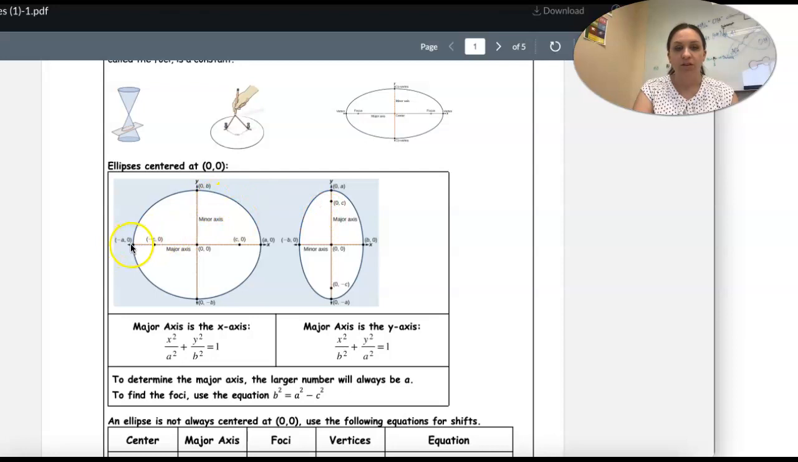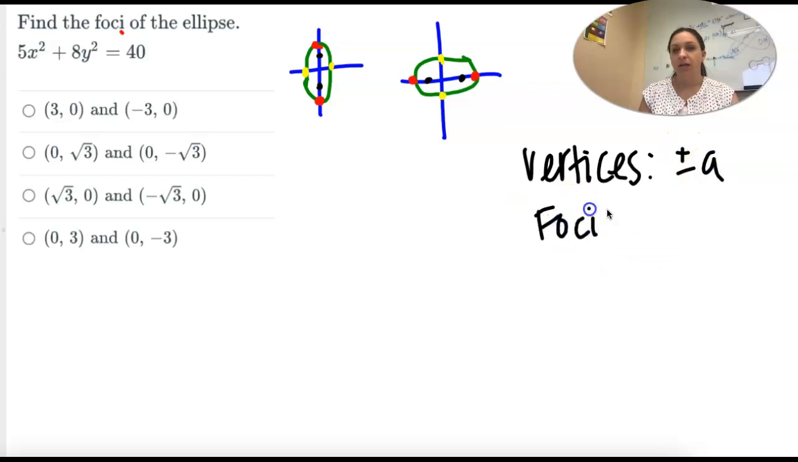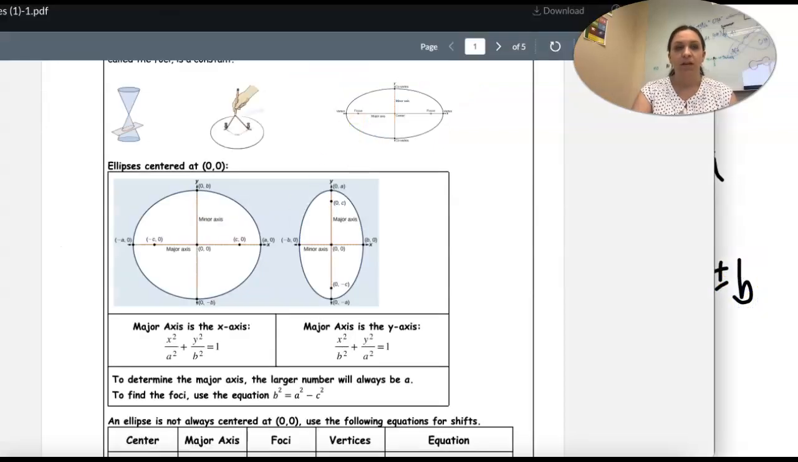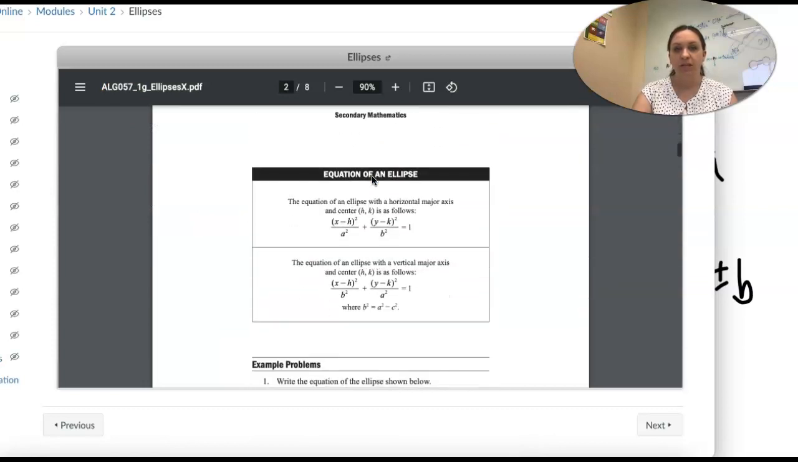So the vertices are A values, the co-vertices are B values, and the foci are C values. Okay, so vertices are your plus or minus A, foci are plus or minus C, and then we call co-vertices plus or minus B. Okay, and here's another picture. This is from your notes or your textbook.